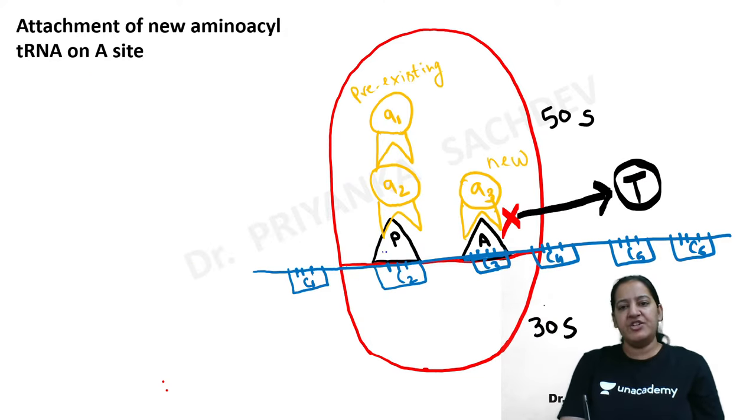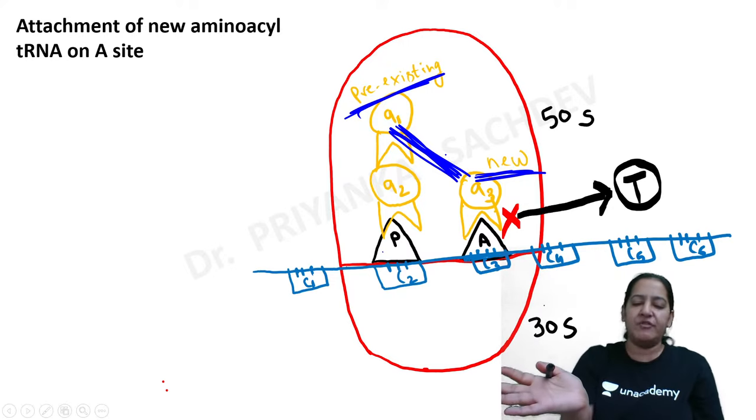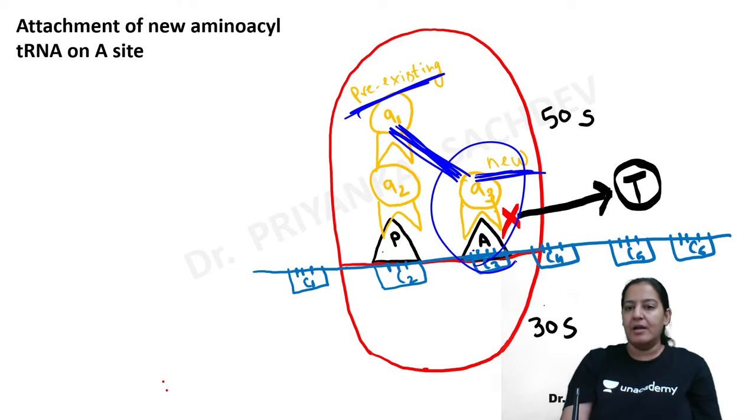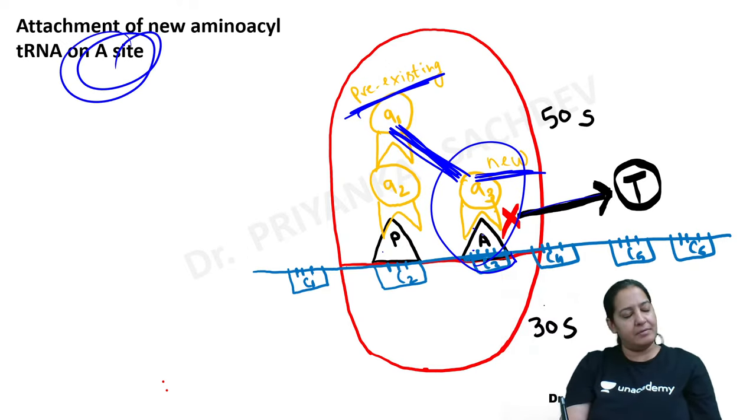Right. See, after initiation, there is the pre-existing one and the new one. Now it's time for peptide bond formation between the pre-existing and new, and shift of pre-existing to new. No, before that, the new amino acid will come at the A window. So tetracycline is inhibiting step number 2, that is, it is inhibiting the A window.